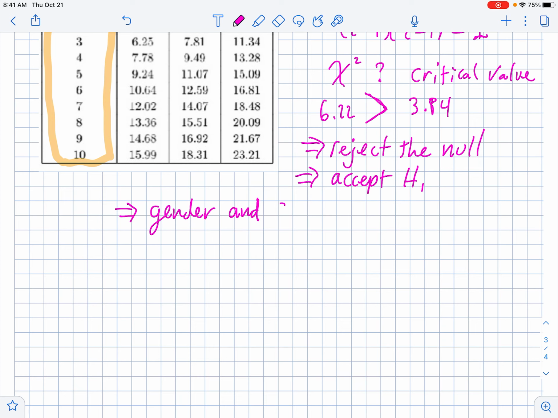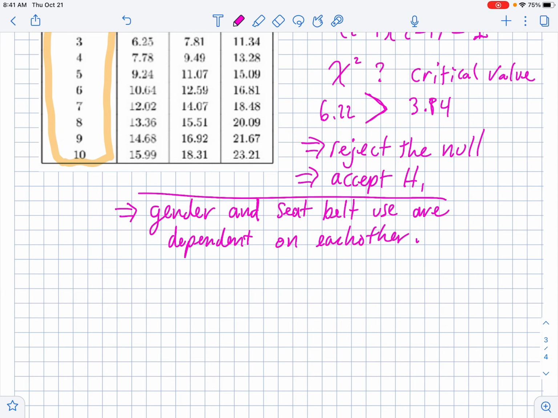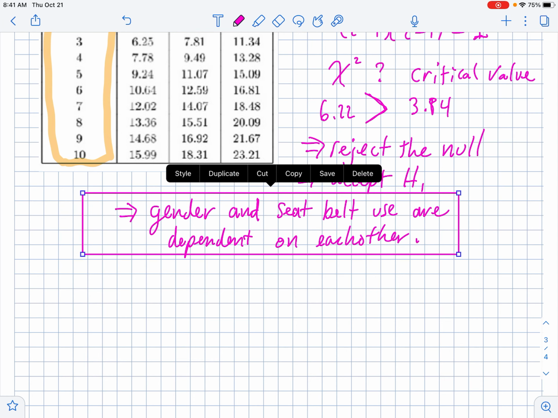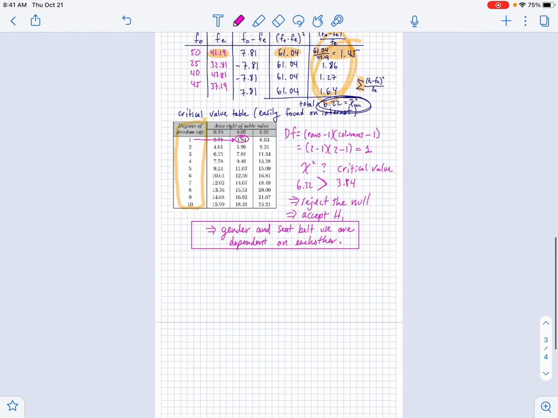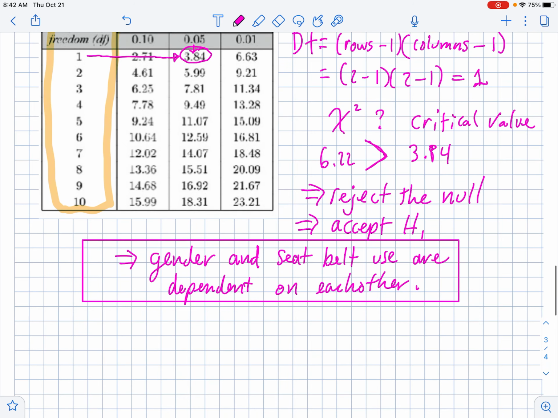Uh-oh. Final answer. Did all that work just to say, yeah, the two actually do influence each other. Your gender influences your seatbelt choice, which is very weird. Notice we're not saying guys use seatbelts more often or less often. We're just saying, as one changes, the other one will change.